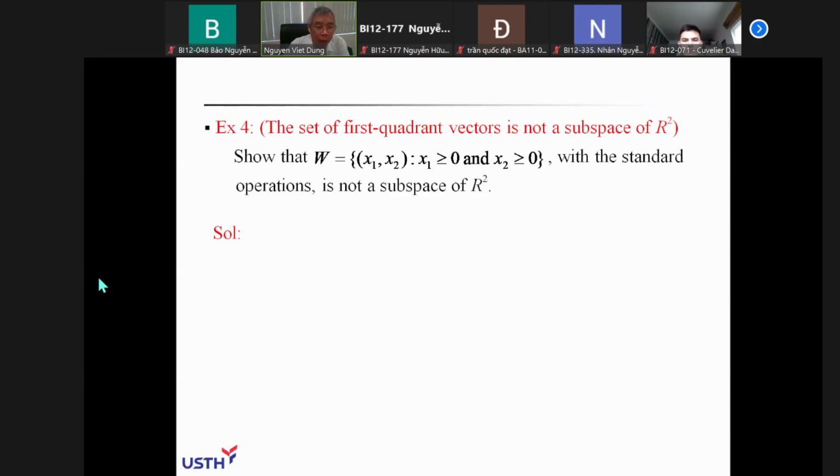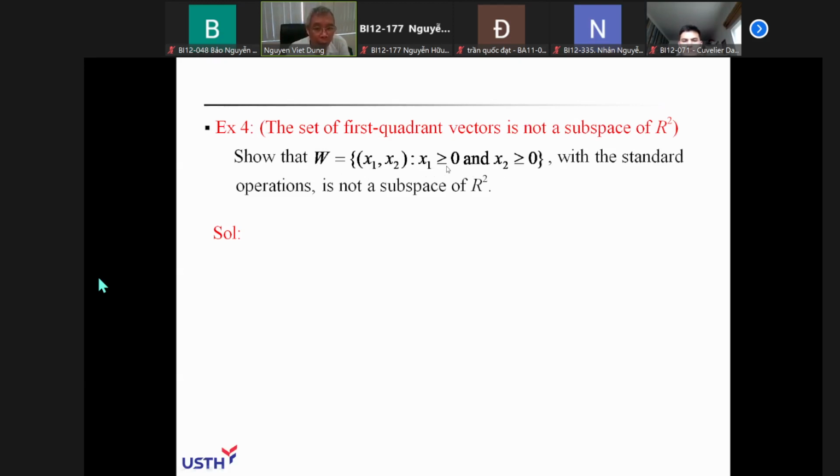The next one, again, very easy for you to imagine. The set of first quadrant vectors is not a subspace of R2. That example comes from the geometry. And I call it in Vietnamese, first quadrant là góc phần tư thứ nhất ở trên mặt phẳng tọa độ. Góc phần tư thứ nhất. That is, the set W is a set of all points with the coordinates x1 and x2 with non-negative coordinates.